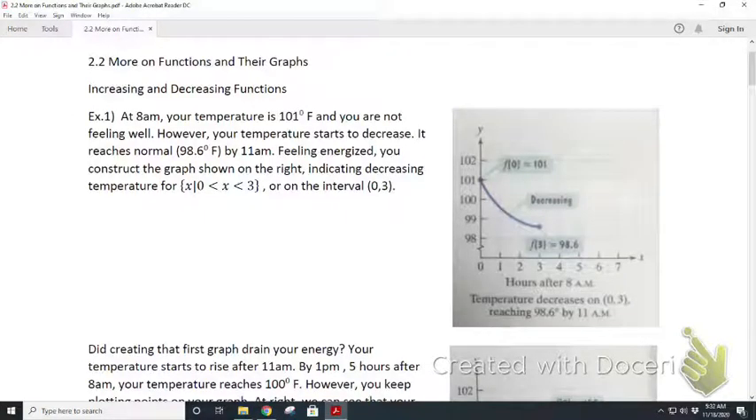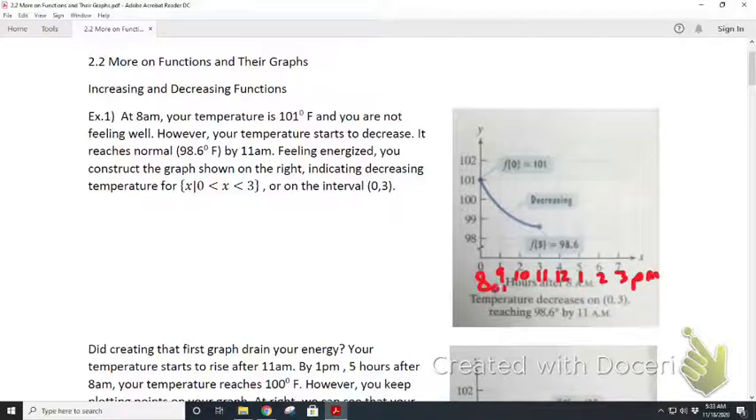This is a review on increasing and decreasing functions. If you want to follow along on your own notes, it was from 2.2, and this is an example on temperature throughout the morning. Notice if you read through this, it starts at 8 a.m., so whenever you see 0 right there on the bottom axis, that's referring to 8 o'clock. So this is like 9, 10, 11, 12, and so on. So that's like 1 o'clock, 2 o'clock, 3 o'clock p.m.